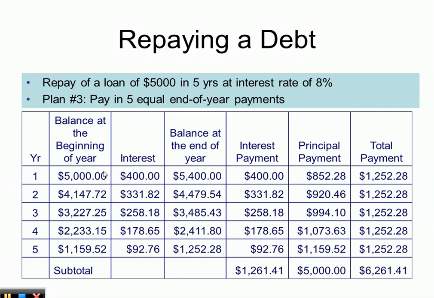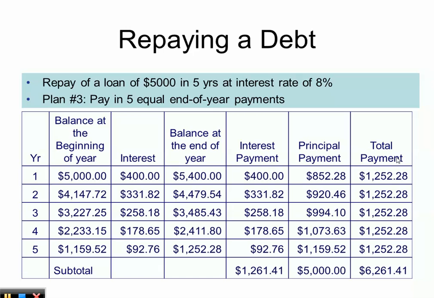We have this as the beginning principal. So at the beginning of year 1, this is what we have. It accrues interest simply by multiplying 5,000 by 8%. Together they give us the balance at the end of the year. We pay the interest payment of 400, and whatever is remaining is going to go towards the principal payment. Then we can subtract this principal payment from the 5,000, and that gives us the balance at the beginning of the next year.